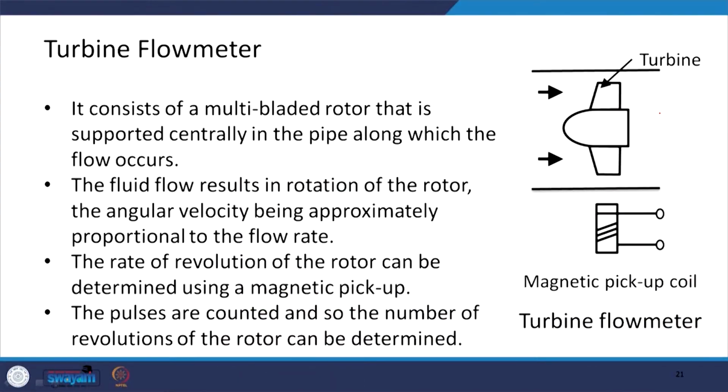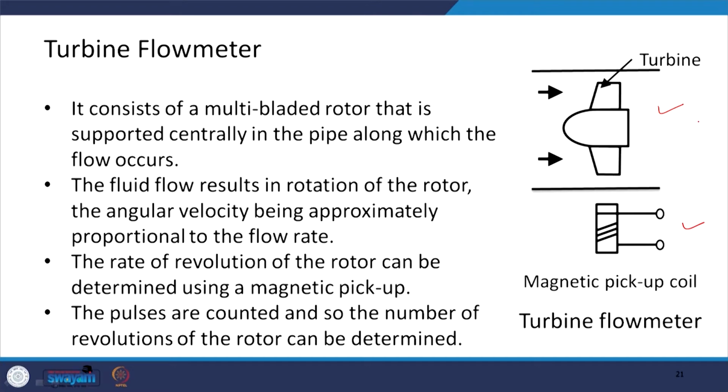The next type of flow measurement device is the turbine flow meter, where you have a turbine blade here, the flow takes place in this direction, and there is a magnetic pickup coil here. It consists of a multi-bladed rotor that is supported centrally in the pipe along which the flow occurs, and the fluid flow results in the rotation of the rotor, with the angular velocity being proportional to the flow rate.